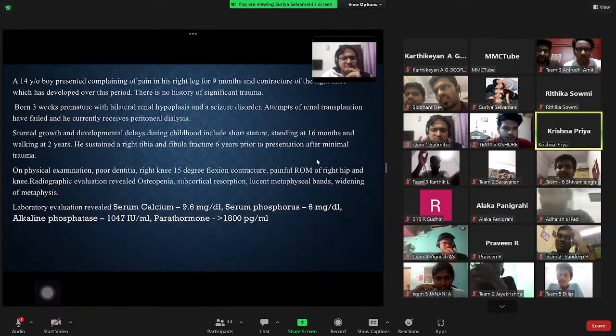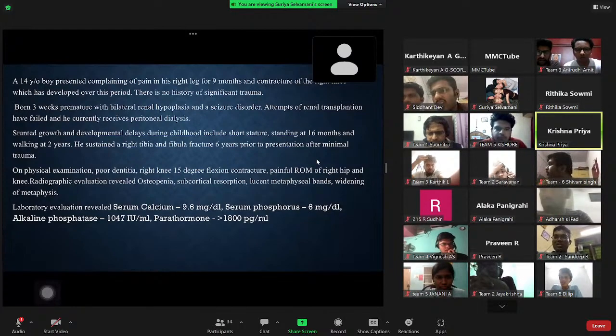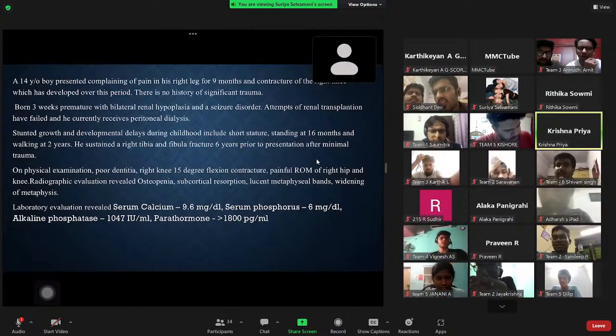Here is the question. A 14-year-old boy presented with complaints of pain in his right leg for 9 months and contractures of the right leg, which have developed over this period. There is no history of significant trauma. Born 3 weeks premature with bilateral renal hypoplasia and a seizure disorder, and attempts at renal transplantation have failed, so he is currently on peritoneal dialysis. Stunted growth and developmental delays during childhood include short stature, standing at 16 months and walking at 2 years. He sustained a right tibia and fibula fracture 6 years prior to presentation after minimal trauma.